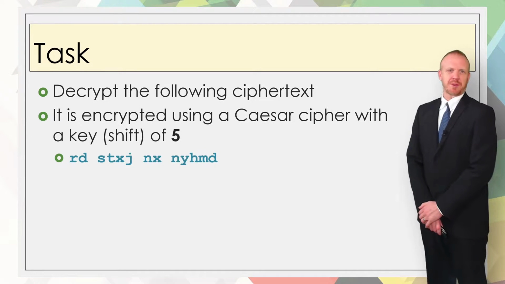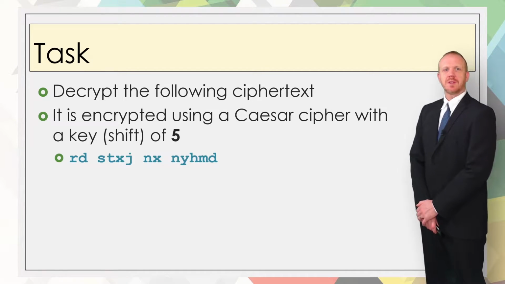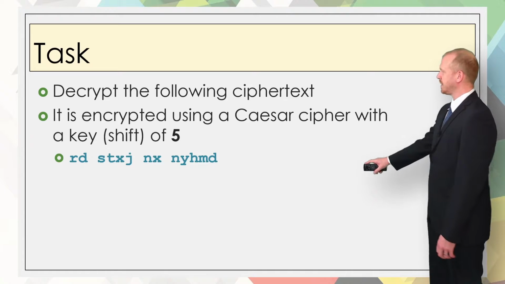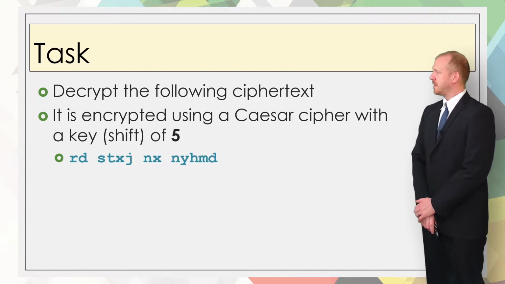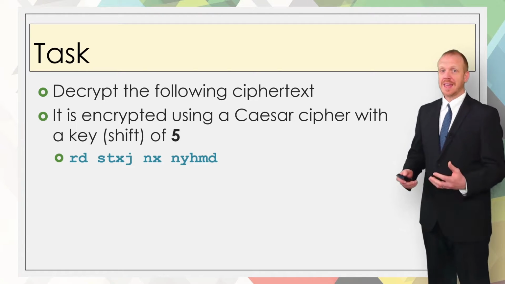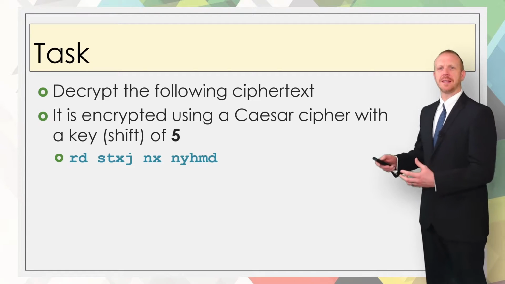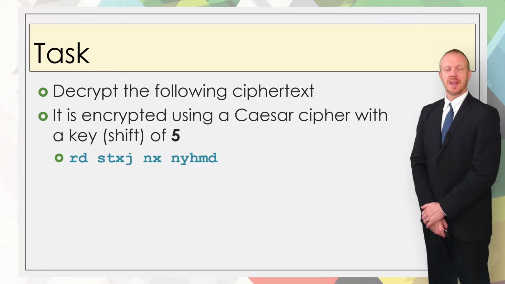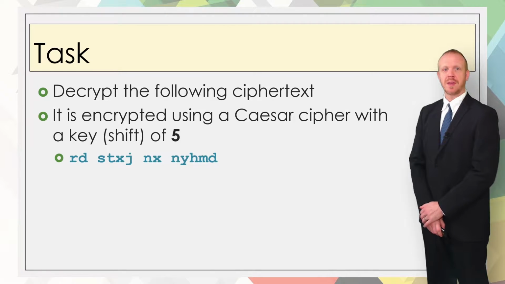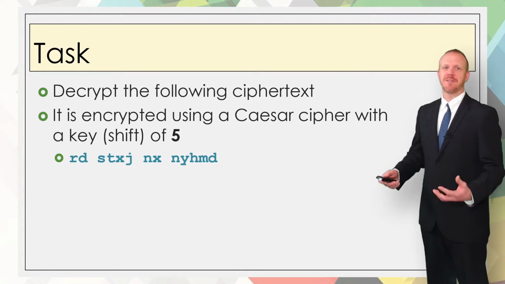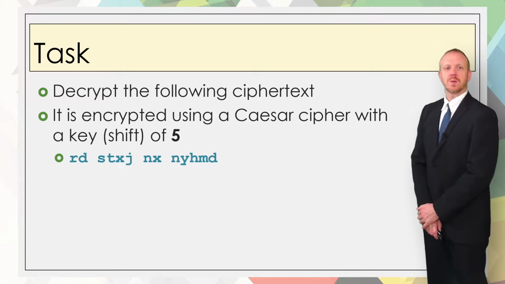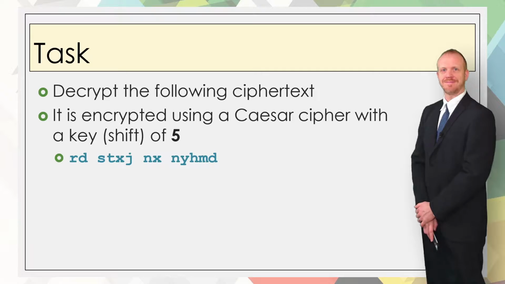So I want you to have a quick go at one. I want you to decrypt the following ciphertext. This ciphertext in blue here is encrypted using a Caesar cipher with a key of 5. So the key in this case is the number of places the alphabet has been shifted. In the example we just looked at, it was shifted by 3. In this one, it's been shifted by 5. So can you figure out what that message says? Unpause the video when you reckon you've got it.